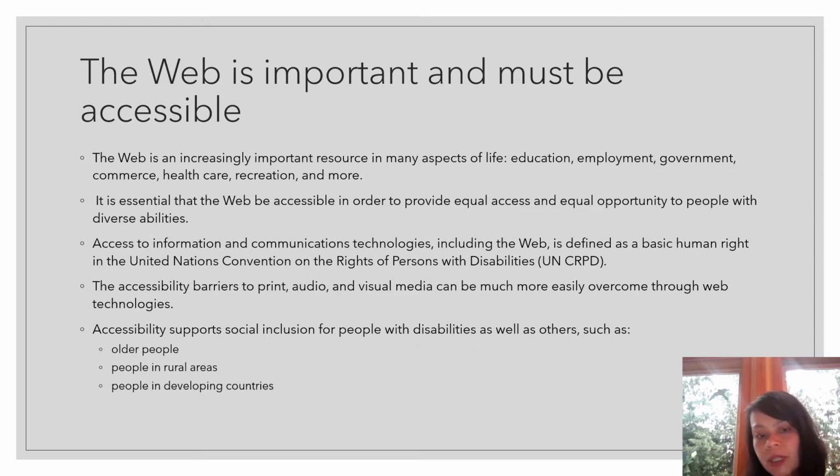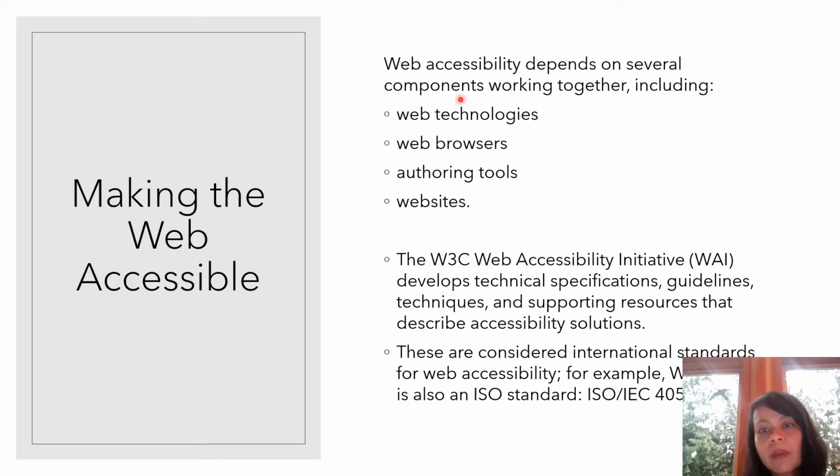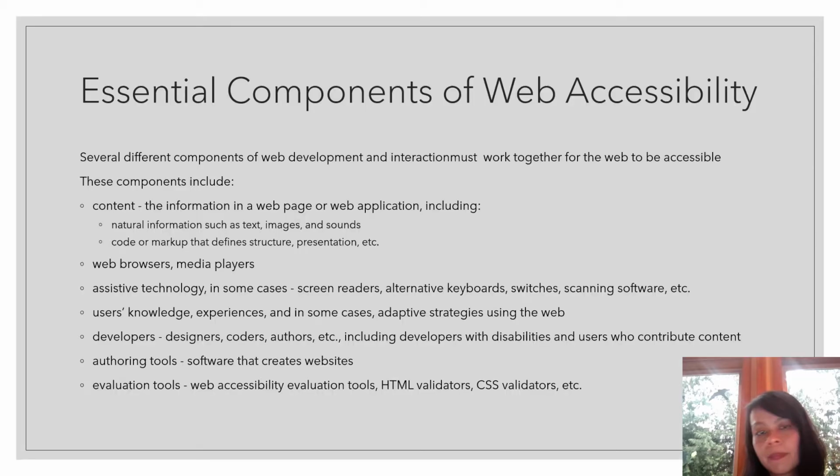So accessibility supports the social inclusion of people with disabilities, such as older people, people in rural areas, and people in developing countries. Web accessibility really depends on several components working together. These components are web technologies, web browsers, authoring tools, and websites. The W3C initiative develops technical specifications, guidelines, techniques, and supporting resources that describe the accessibility solutions. These are considered international standards for web accessibility.